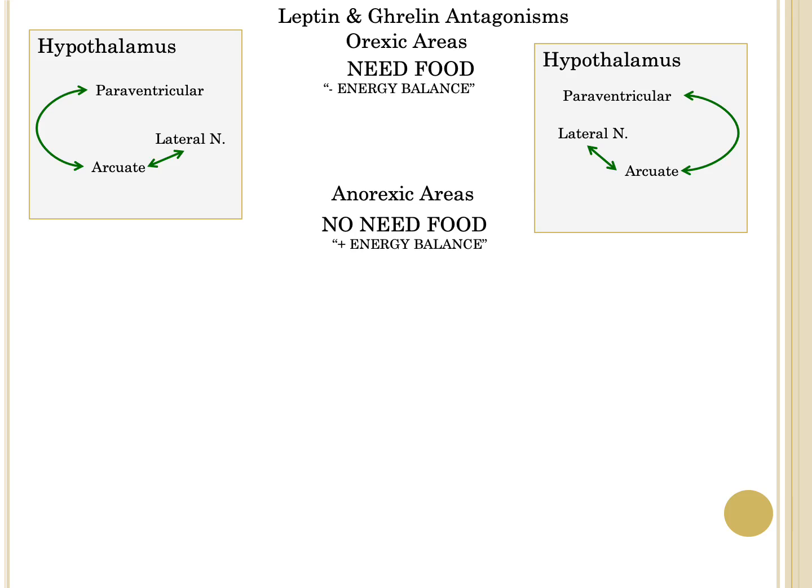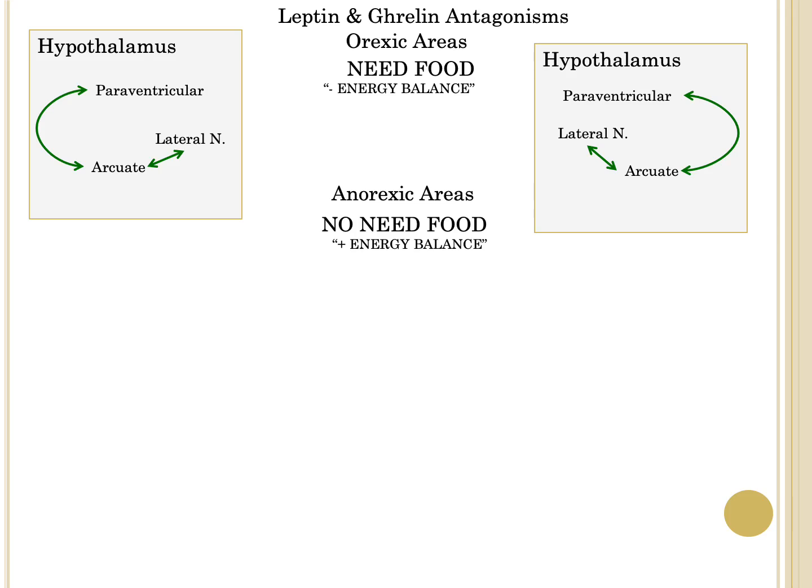The books will tell you that it's thyroid hormones because of thyroid hormones' effect on mitochondrial metabolism. But leptin and ghrelin themselves are what will actually be modulating total energy expenditure as well as fuel intake relative to energy expenditure. Now notice we have two distinct areas here. We have the orexic areas. Those are the areas that are going to need food because we have a negative energy balance. And the anorexic centers, those are the areas where we don't need food because we have a positive energy balance.